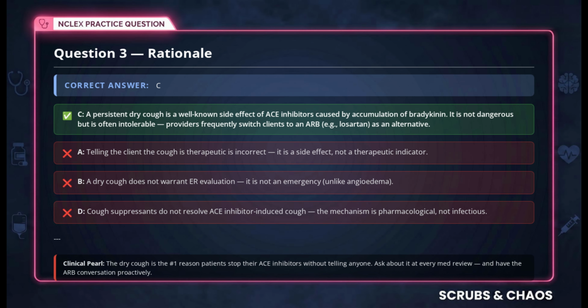C. This is a known side effect. ACE inhibitors block bradykinin breakdown. Bradykinin builds up, irritates the airway, and you get that dry, persistent cough. It's not dangerous, but it's annoying enough that patients stop the medication on their own. And that's the problem. The move? Notify the provider. ARBs are the go-to alternative. Same blood pressure control. No cough.